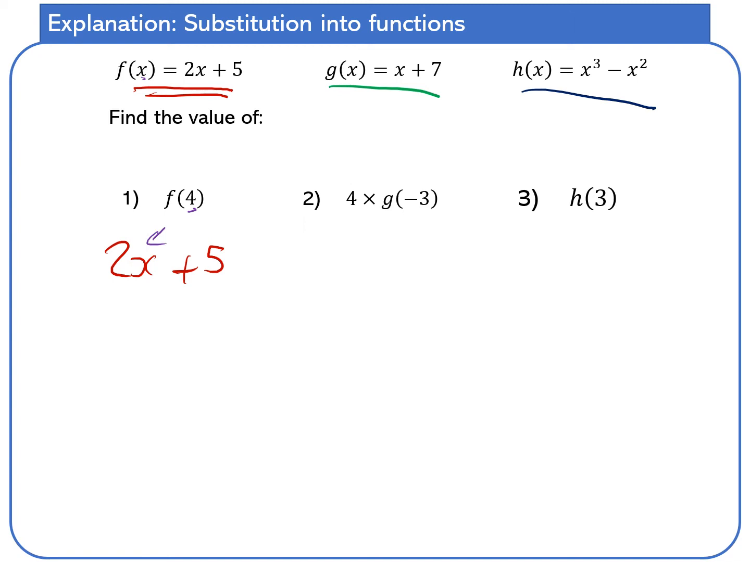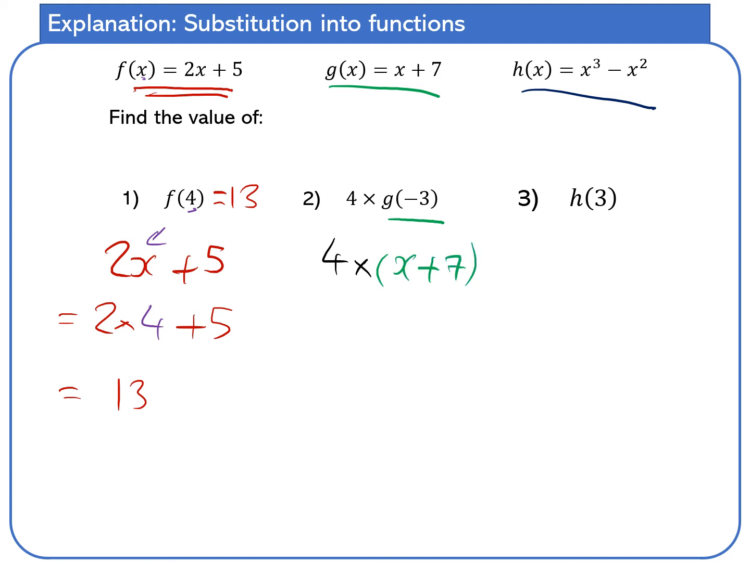So I've got 2 times x, which is 2 times 4 plus 5. And that will be 13. 2 times 4 is 8 plus 5 is 13. That's that question finished. Now we'll look at question 2. So instead of g of x, I've replaced that with the x plus 7. So we've got 4 times bracket x plus 7.